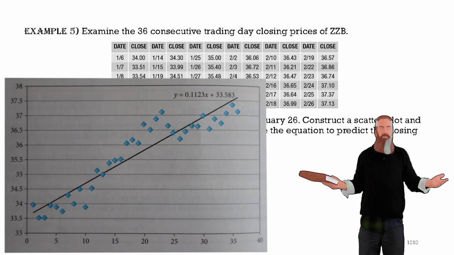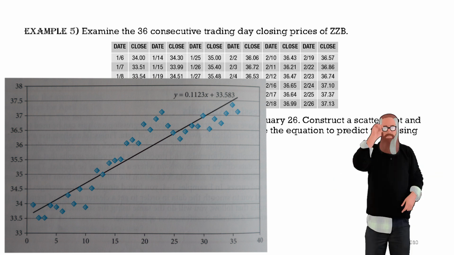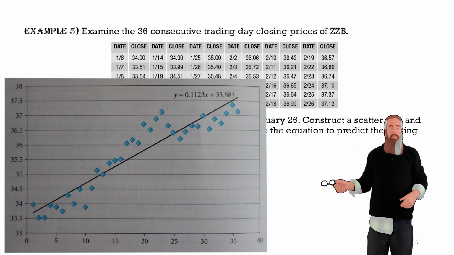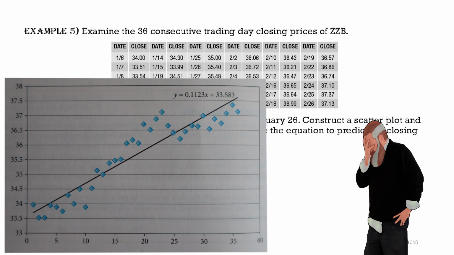The regression line is determined using the ordered pairs in the chart. This line has a positive slope, indicating an increasing price trend. The correlation coefficient is strong at 0.94. Use the linear regression equation to make a prediction for the closing price on the 37th day.